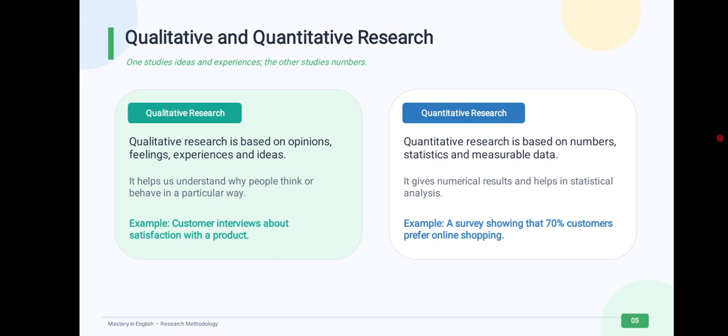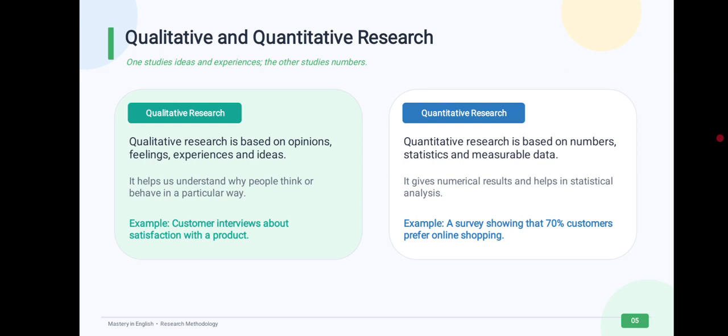So researchers use, in case of quantitative research, graphs, charts, percentage, frequency, and others. They also use statistical tools to find the solution of the problem. This research helps in measuring and comparing data. So let us understand the difference between qualitative research and quantitative research.